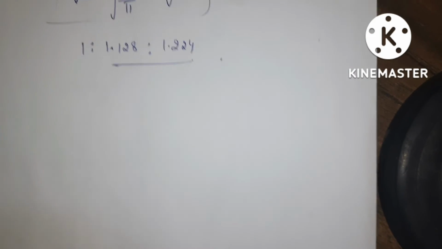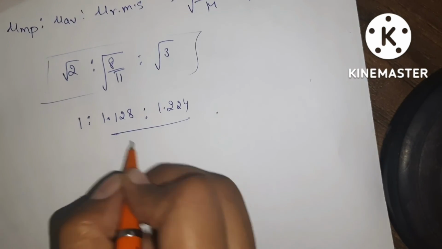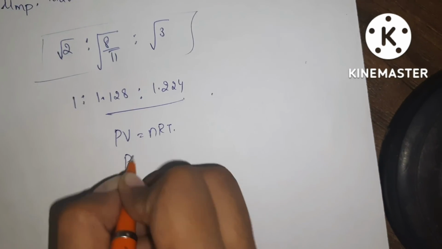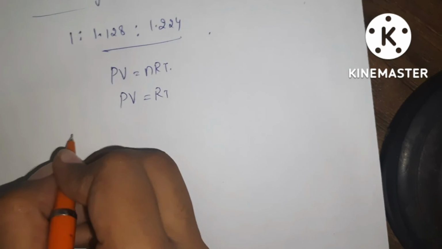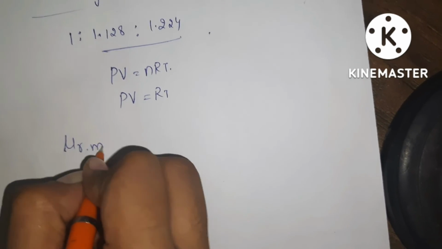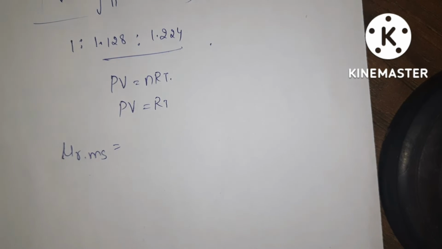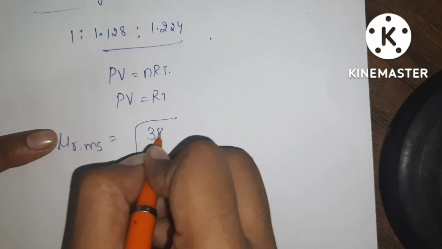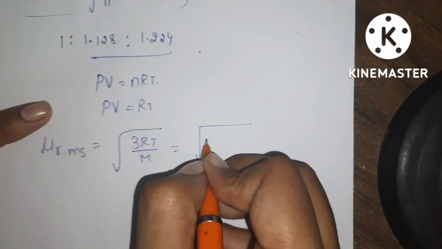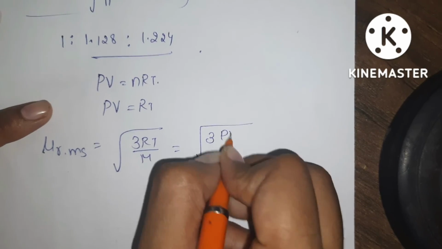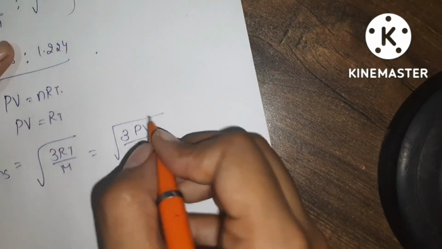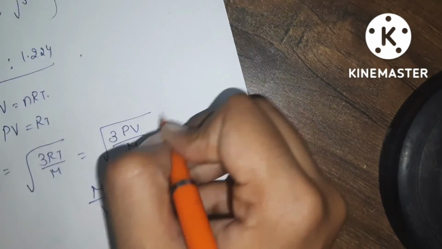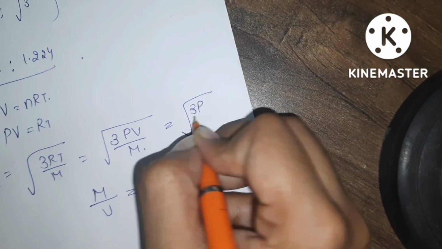And another thing, as I already discussed with you, the ideal gas equation is PV equal to nRT. For 1 mole, PV is equal to RT. So you can put this into any of these formulas. If they give you the pressure and the volume instead of temperature, then you can calculate with that too. URMS is root 3RT by M, so you can write it as root 3 PV divided by M. This is also the answer. And what is M by V? M by V is density, so you can calculate by density too.